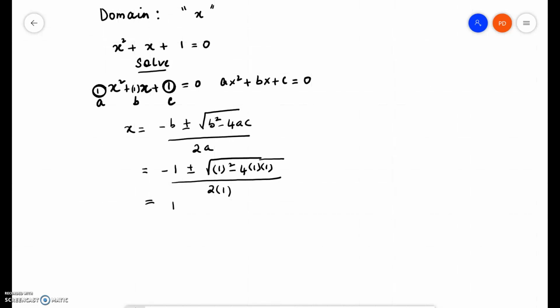So that is equal to negative 1 plus or minus the square root of 1 minus 4, divided by 2. So that is equal to negative 1 plus or minus radical negative 3 divided by 2. So if we had to solve this equation, this would be the solution of the equation.